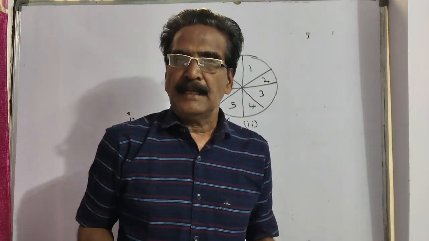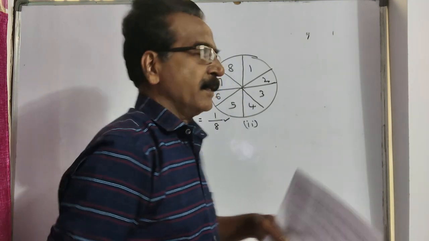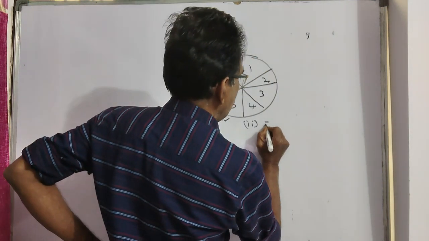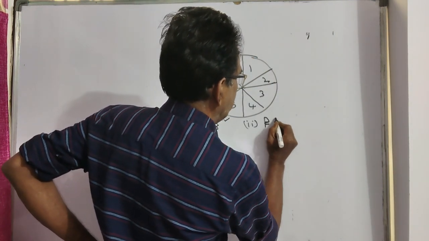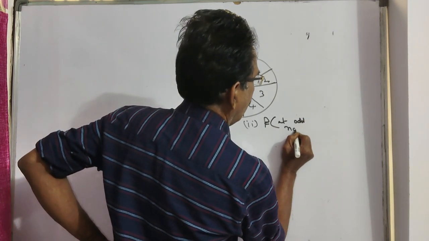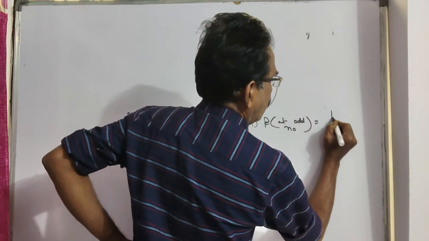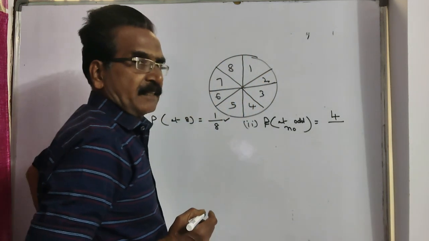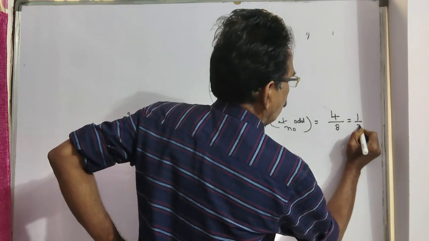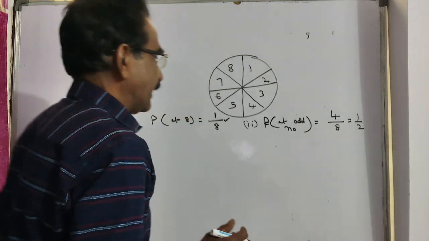An odd number, that the arrow rests at an odd number. How many odd numbers are here? 1, 2, 3, 4 odd numbers are here. So, probability of resting at an odd number is equal to favorable outcomes, that is the number of odd numbers, 4 by 8, that is equal to 1 by 2. This is the required probability for the second question.